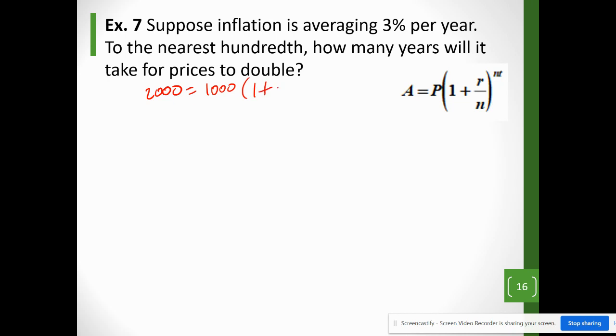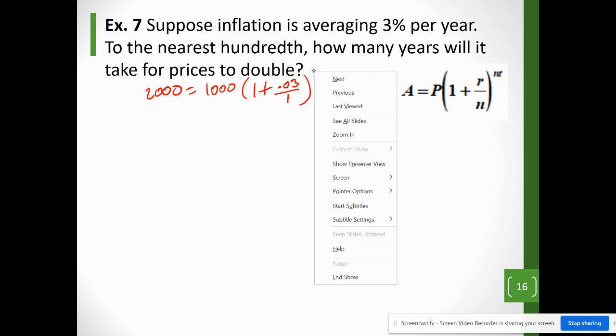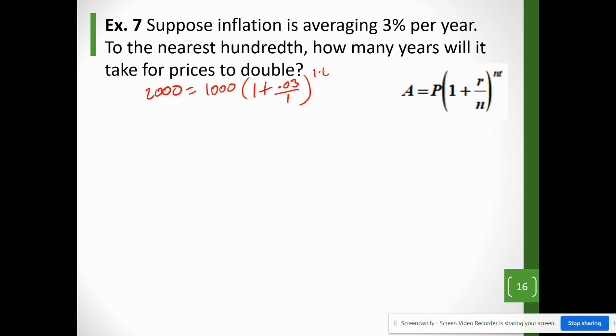And then I have 1 plus. Now it says the averaging rate is 3%. So I'm going to say 0.03 per year. That means that it's compounded 1 time a year. And then on my exponent, my n is 1, times t. So 1 times t. I don't know the t. I don't know the time, because it's asking me how many years will it take for the prices to double.